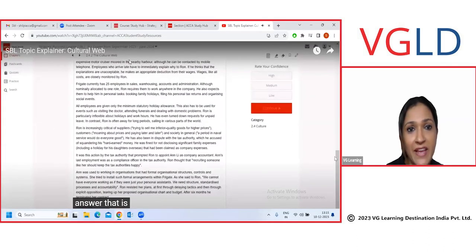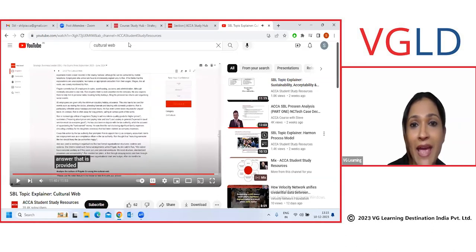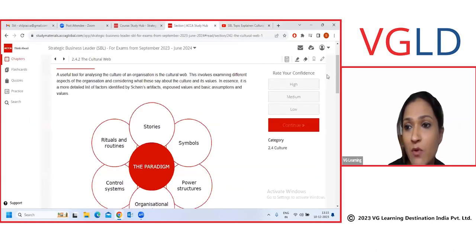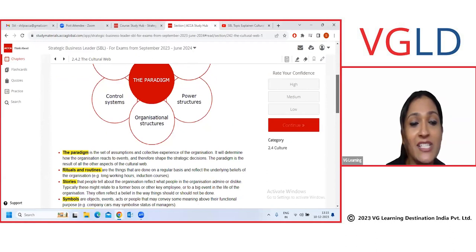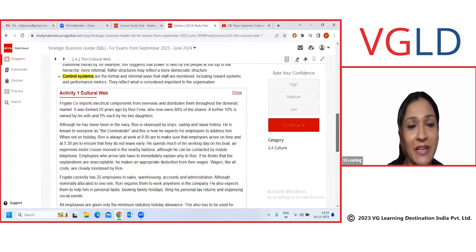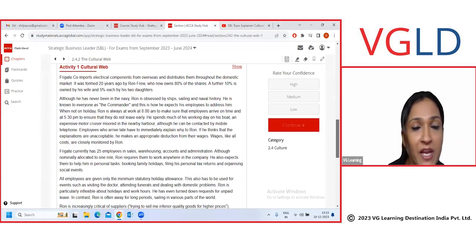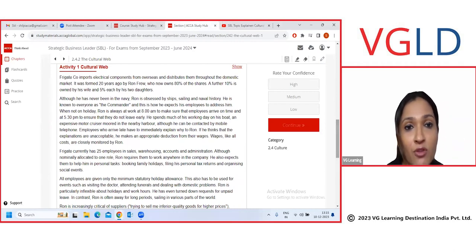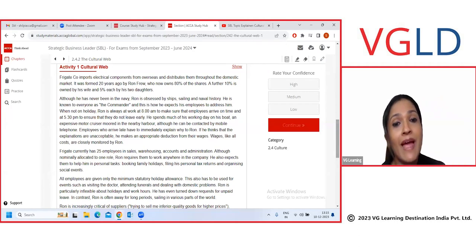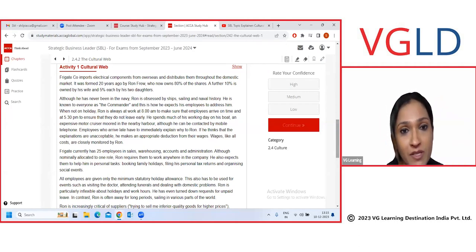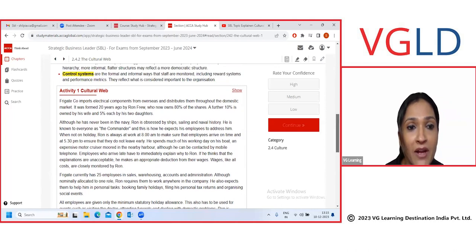Okay, so that was a very comprehensive session by the SBL Tutor Guru. And what we're going to do is jump straight into the activity, right? So I want you all to very quickly read through activity one. Remember, just follow the simple techniques which have been told to you. Put down your headers and dig out information from the scenario which is relevant to each of these headers. That's exactly what you're required to do.